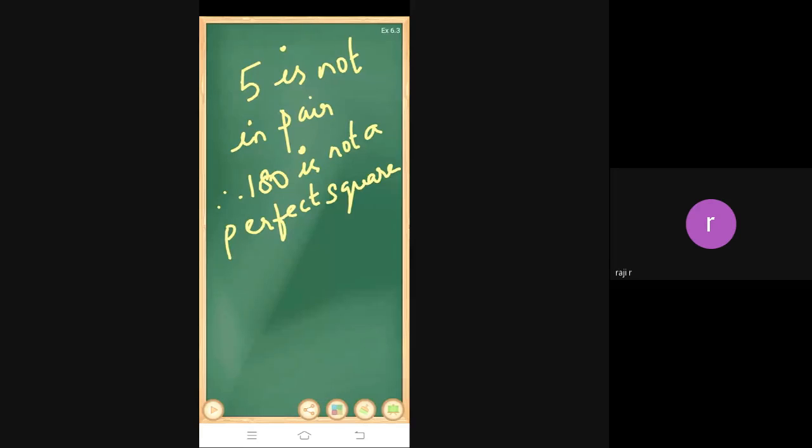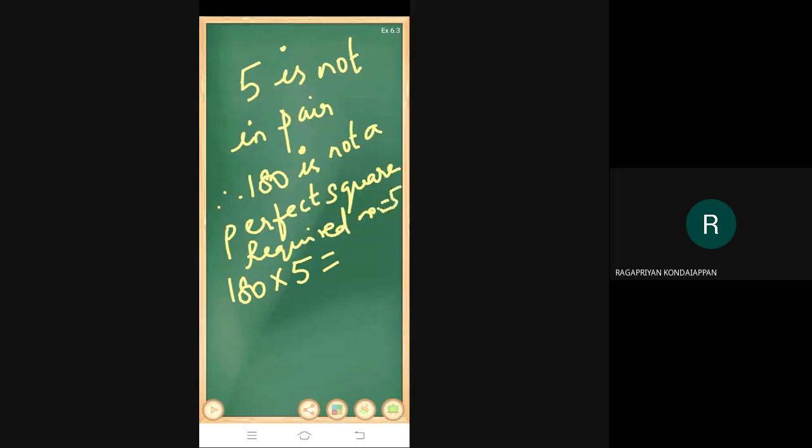Perfect square. So we should multiply by 5. The required smallest number is 5. So 180 into 5 is 900.